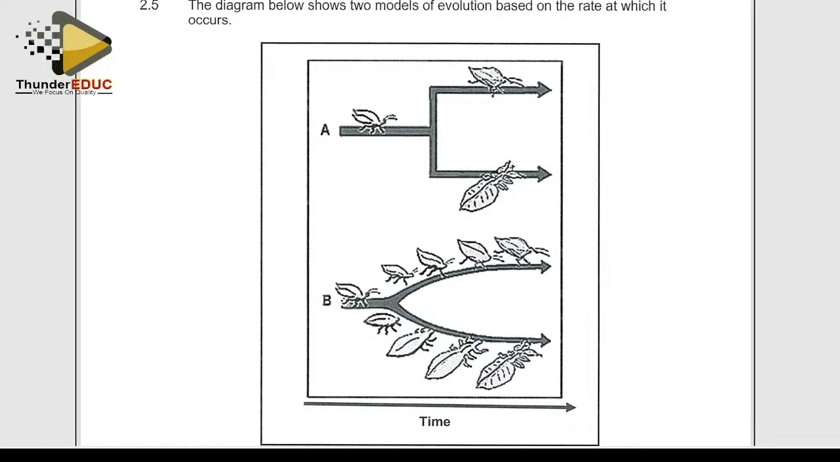So we have explained Mendel's law of dominance and Mendel's law of independent assortment, or Mendel's law of segregation. So I think I'm done with those ones. Let's go to question 2.5.